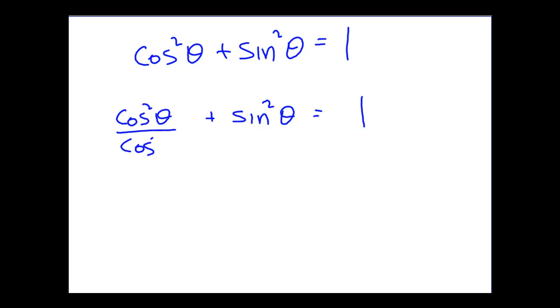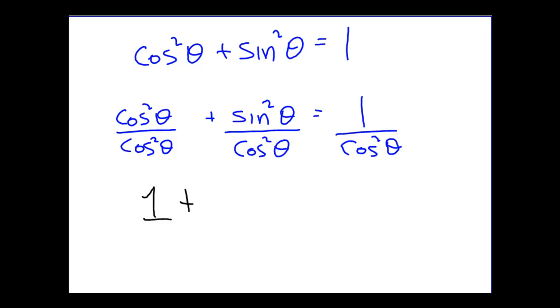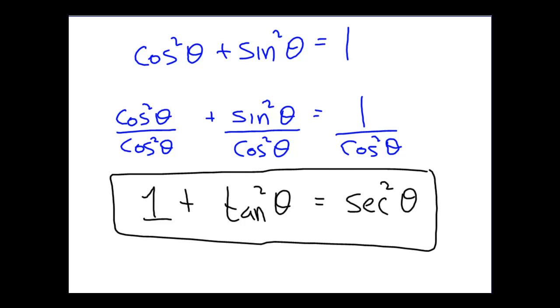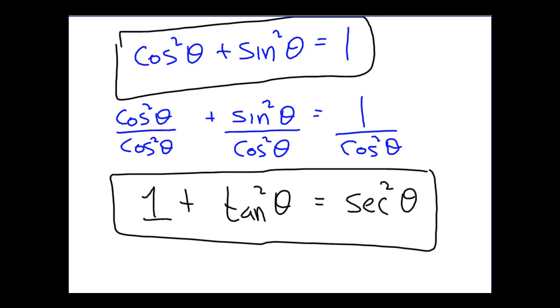Suppose I take and divide every term here by the cosine squared. The first term here then will become a 1. The second term, sine squared over cosine squared, well, sine over cosine is tangent, so sine squared over cosine squared will be tangent squared theta. And 1 over cosine is secant, so 1 over cosine squared will be secant squared theta. Here is another of our identities.